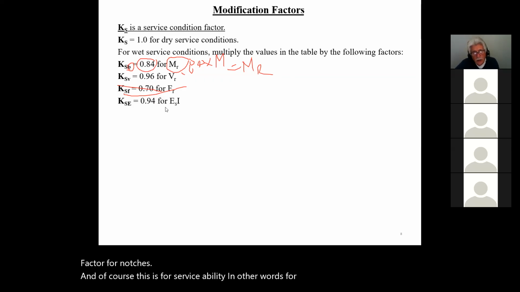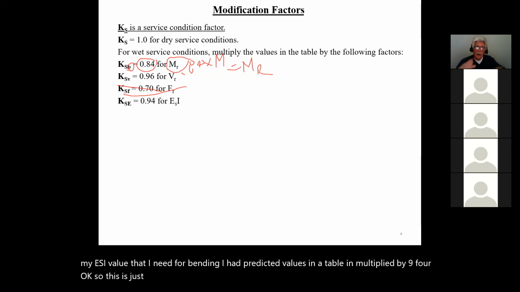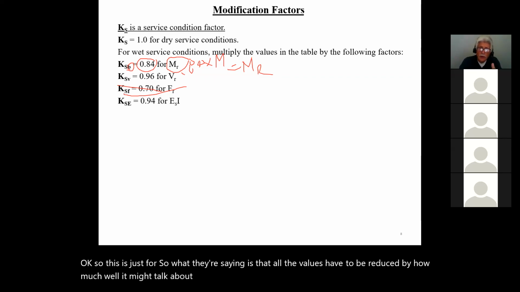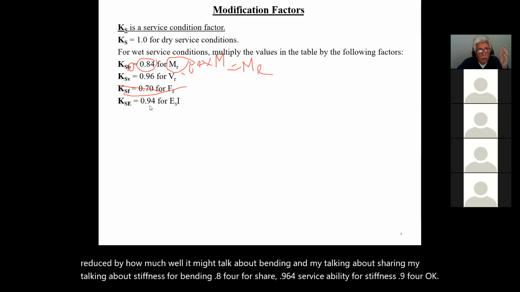So when I want to calculate my ES I value that I need for bending, I have to take the values in the table and multiply them by 0.94, okay? What they're saying is that all the values have to be reduced. By how much? Am I talking about bending? Shear? Stiffness? For bending, 0.84. For shear, 0.96. For serviceability, for stiffness, 0.94. So all they're saying is, take the value in the table and multiply it by this.